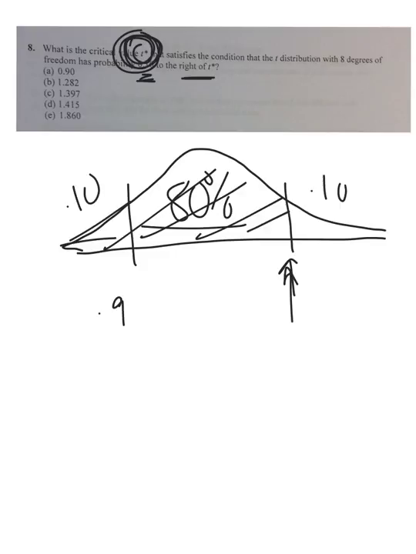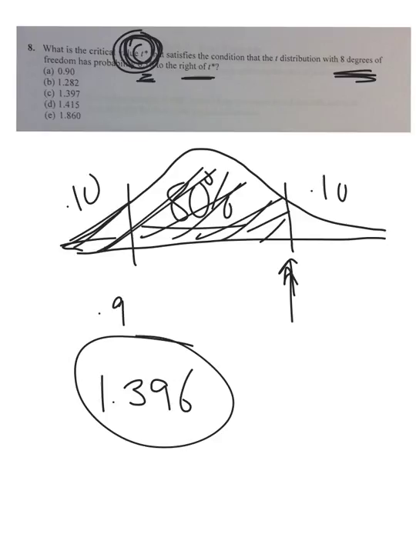So second var is down to number 4, inverse t, put 0.9 in there. We're looking at 90% of the graph here. And then they tell us the degrees of freedom is 8, and it spits out a number that is 1.396, which is letter C. That should work. Okay, that's number 8.